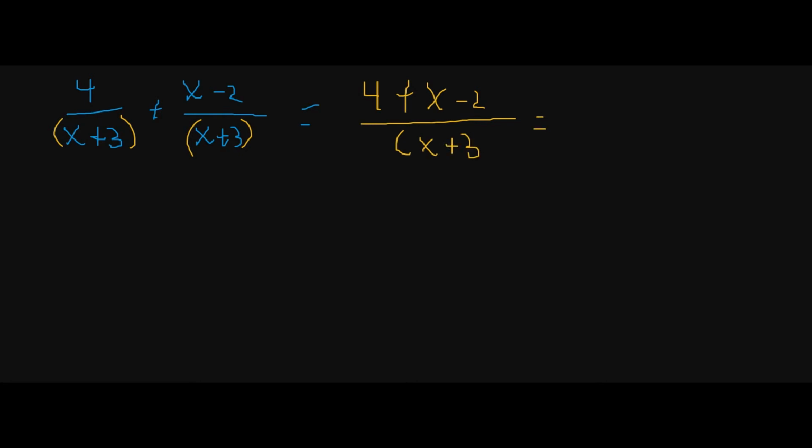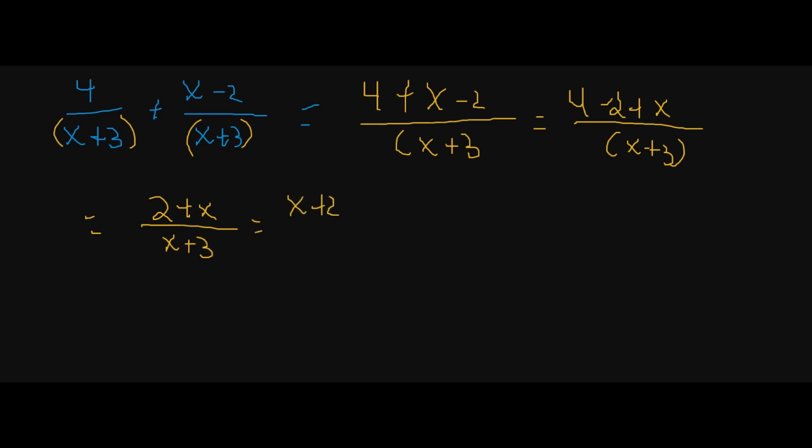Okay. Now if it's helpful, we'll just rearrange the top since we're just adding and subtracting. This is 4 minus 2 plus x all divided by x plus 3. So last but not least, we're going to get 2, right? 4 minus 2 is 2. 2 plus x all divided by x plus 3. And we can finally write it as just x plus 2 divided by x plus 3. And that's my final expression, okay?